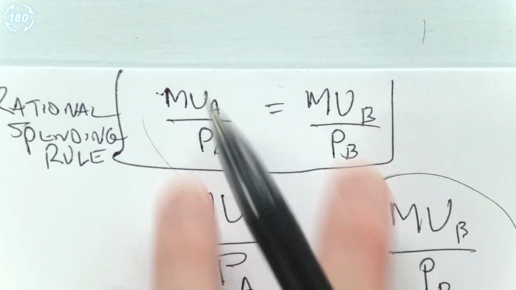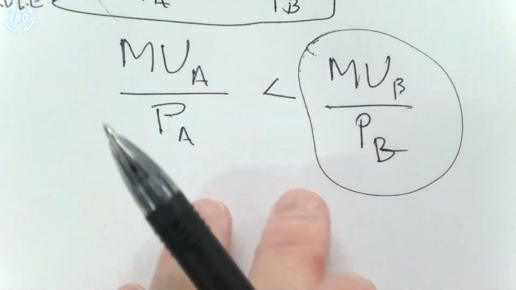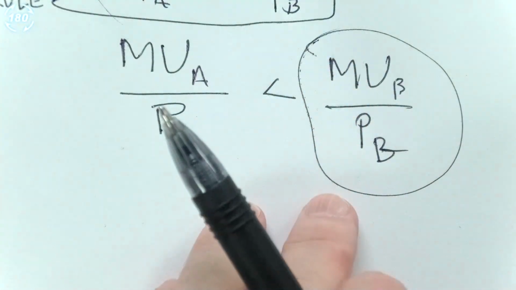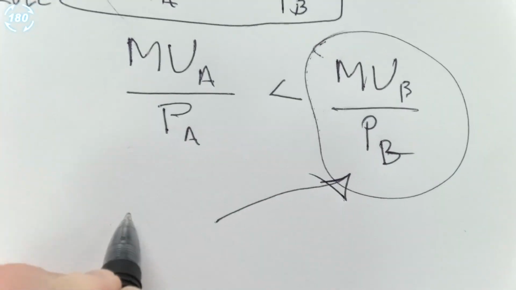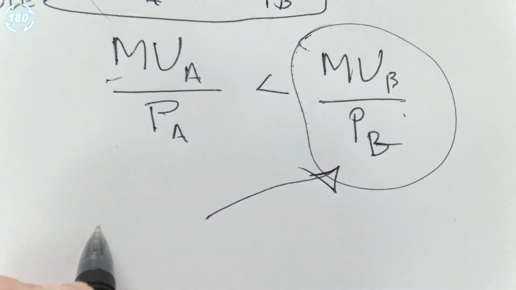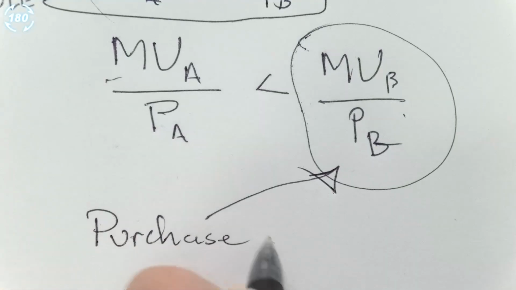So until you get to this point, you'll have something like this, okay, right? And so always you purchase the good that delivers the most bang per buck. So the idea here is since this is greater than this, then you purchase B first. Okay, so you're going to purchase a unit of B.